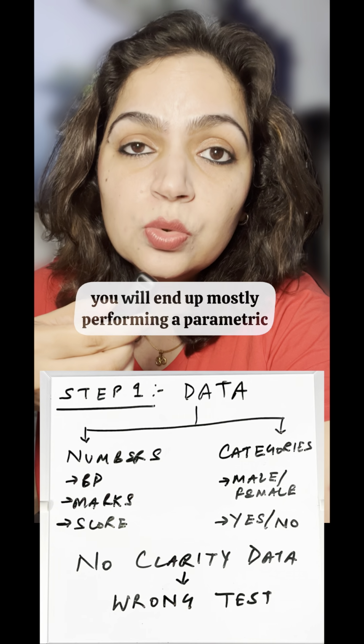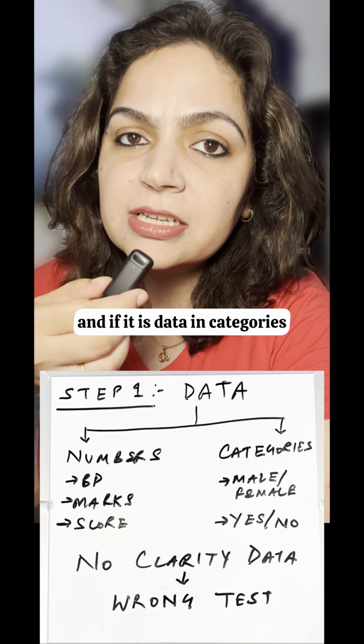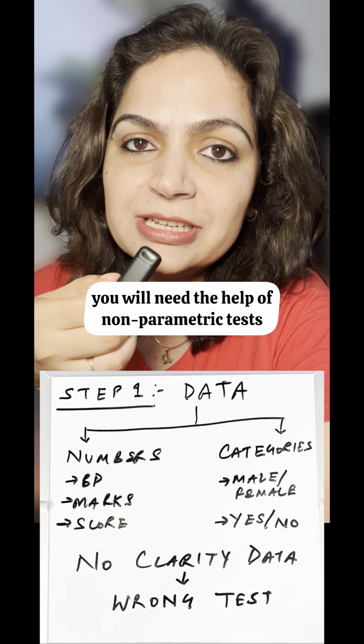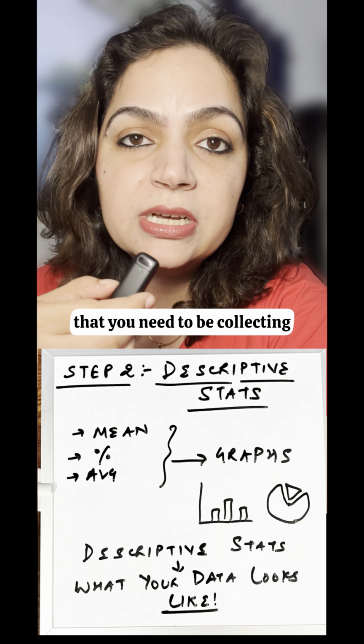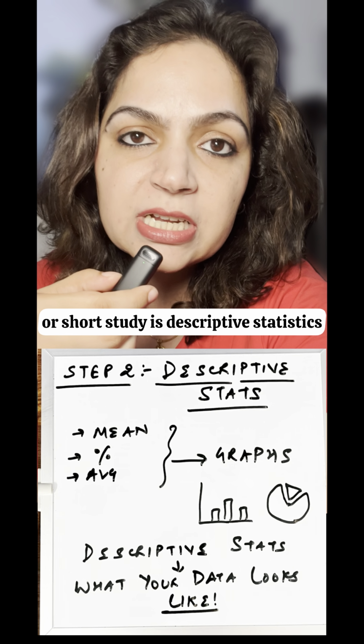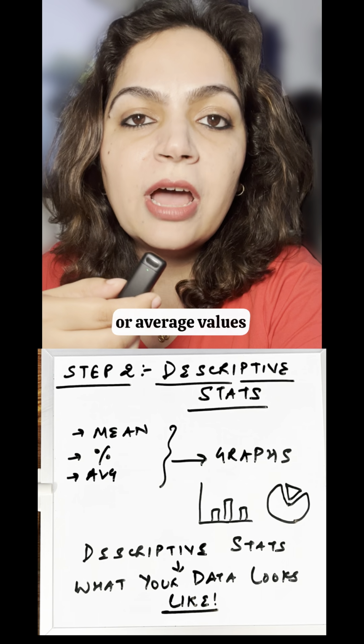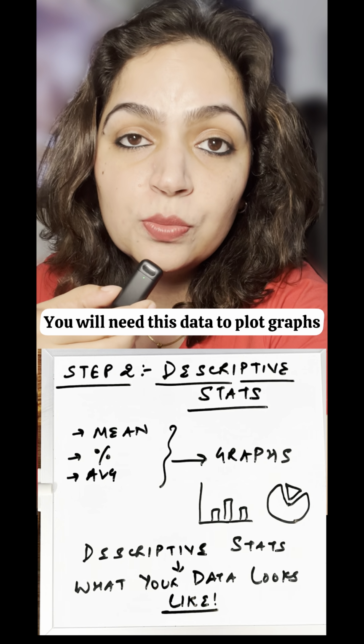If it is numbers, you will end up mostly performing a parametric test to assess them. And if it is data in categories, you will need the help of non-parametric tests. The second kind of data that you need to be collecting and making in your thesis or short study is descriptive statistics, which is basically going to talk about the mean, percentages, or average values. You will need this data to plot graphs.